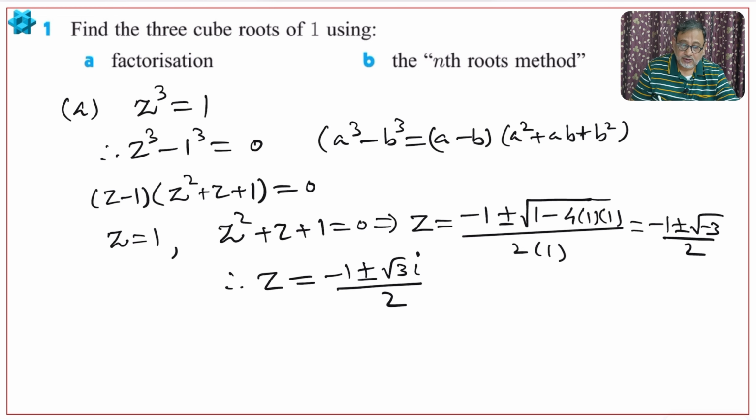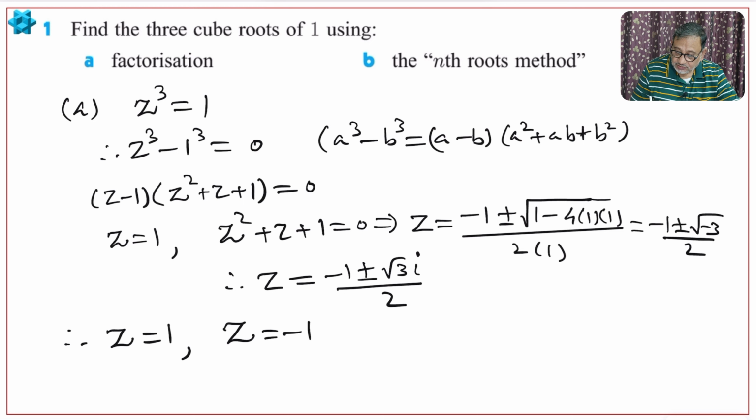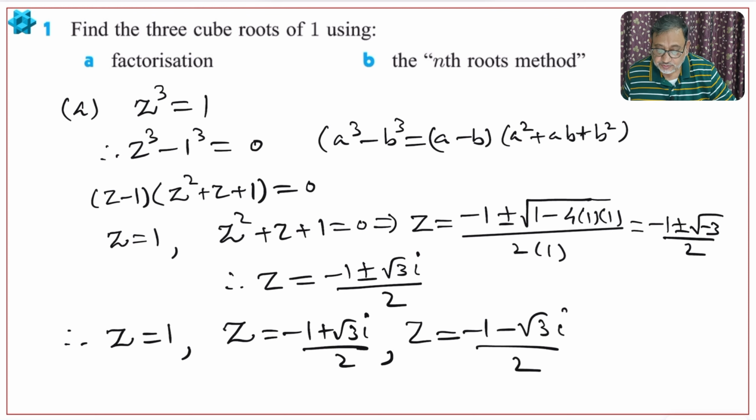Therefore z is equal to 1, z is equal to minus 1 plus root 3i by 2, and z is equal to minus 1 minus root 3i by 2. These are the 3 cube roots of unity.